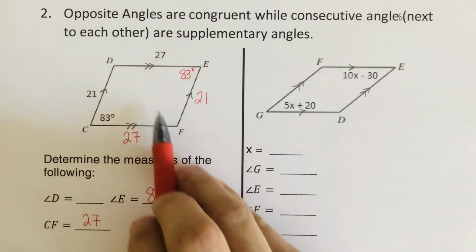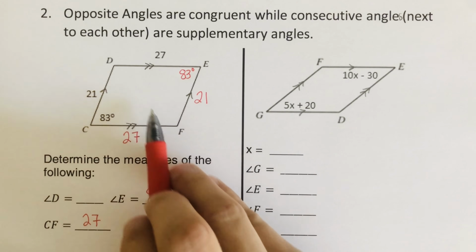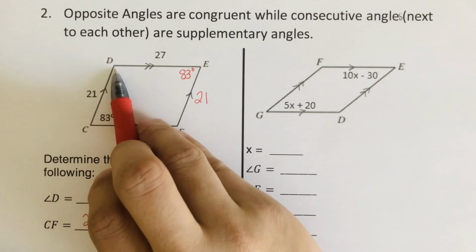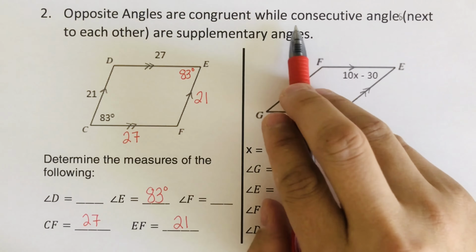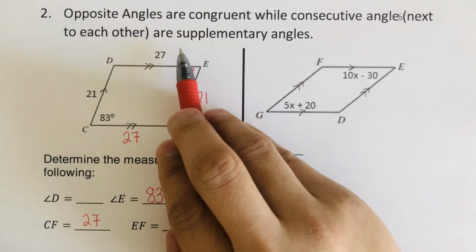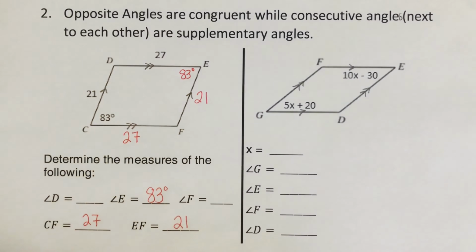I know that these two are equal since they're opposite. But how do we find this value given these two angles right here? Remember that consecutive angles, which are next to each other, are supplementary. Remember, we have a video on supplementary angles. Supplementary angles would have a total of 180.